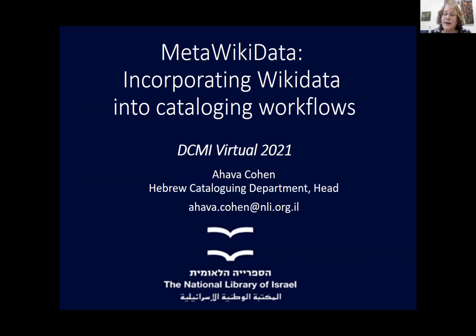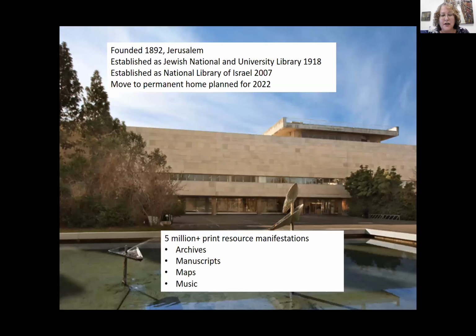Hi, I'm Ahava Cohen, the head of Hebrew cataloging at the National Library of Israel. A few background facts about our library. We were founded in 1892, long before the state. We've gone through a few permutations. We were established as a national library, independent of any other organizational structure, in 2007, and we're now in the process of moving to our permanent home in the government campus next year.